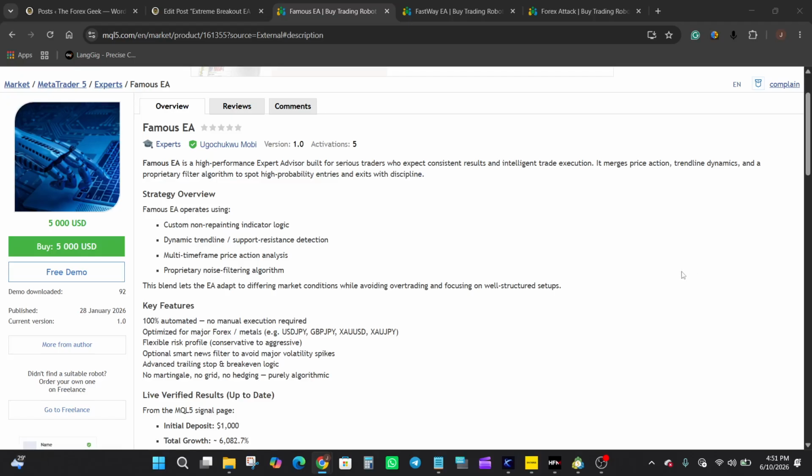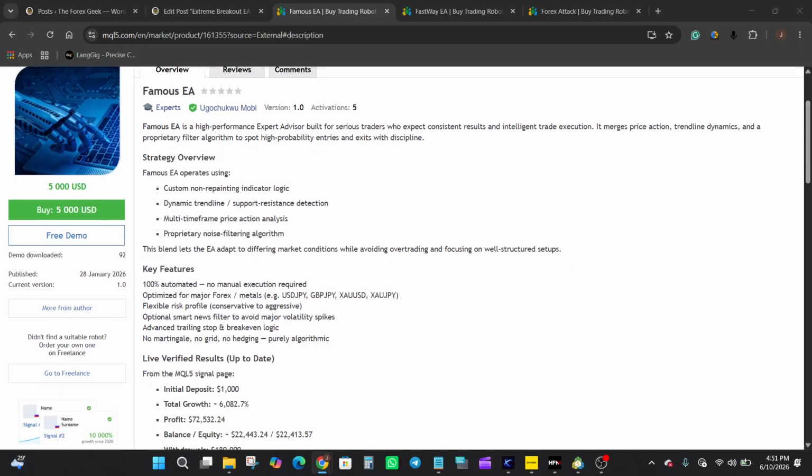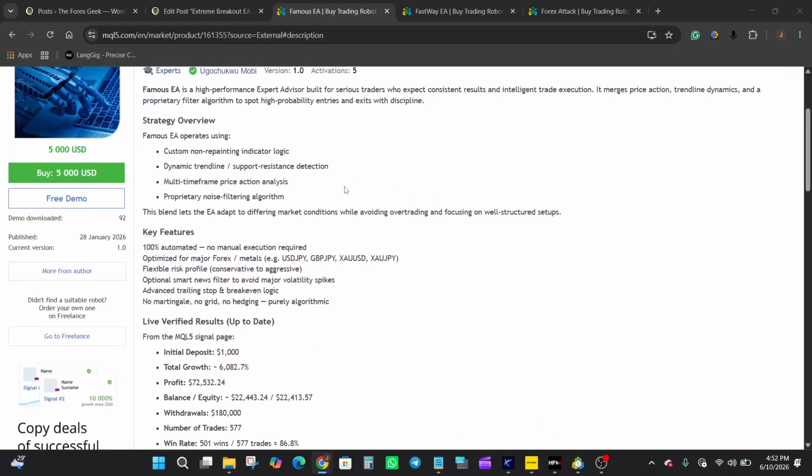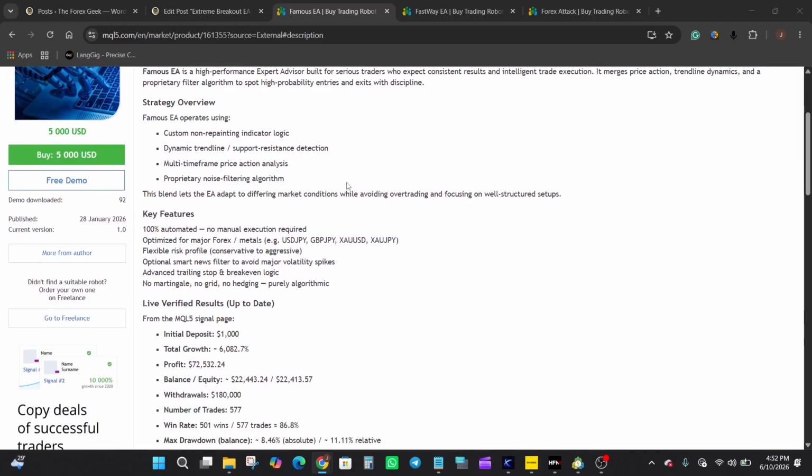Moving into the overview, famous EA is described as a fully automated trading system built around price action, trendline dynamics, and a proprietary filter algorithm. The idea here is that it tries to combine structure-based trading with a filtering system to avoid low-quality setups and reduce unnecessary trades.